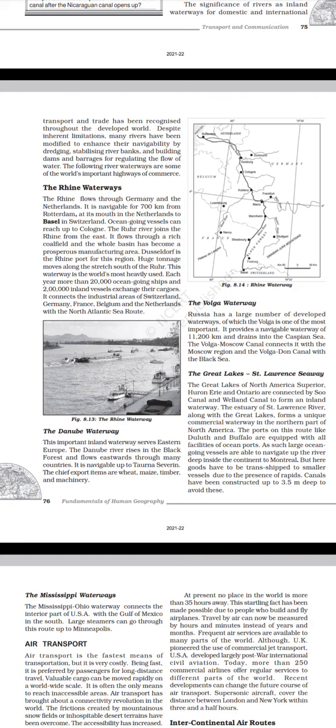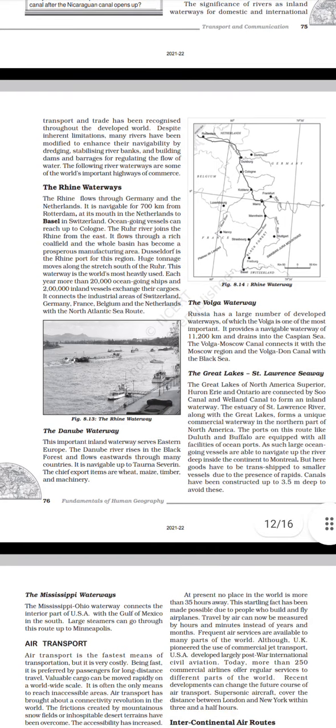It is navigable up to Trans-Siberian. The chief export items are wheat, maize, timber, and machinery. Take a look at figure 8.14, Rhine Waterway.